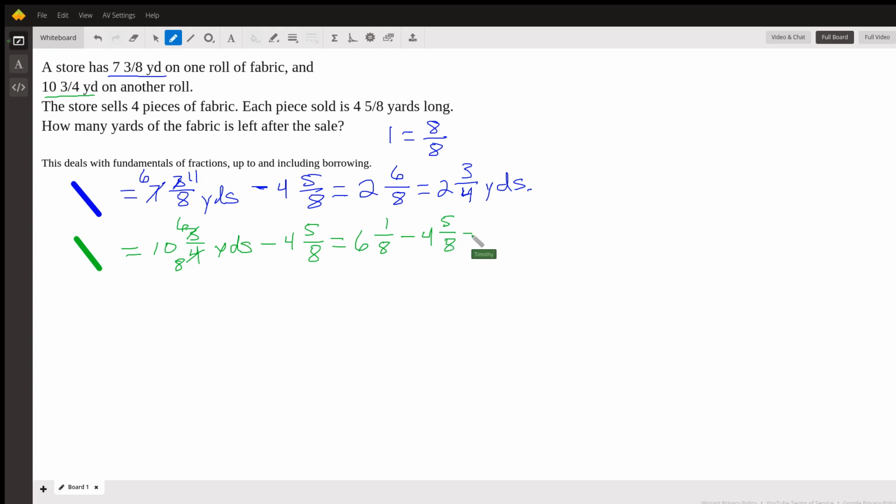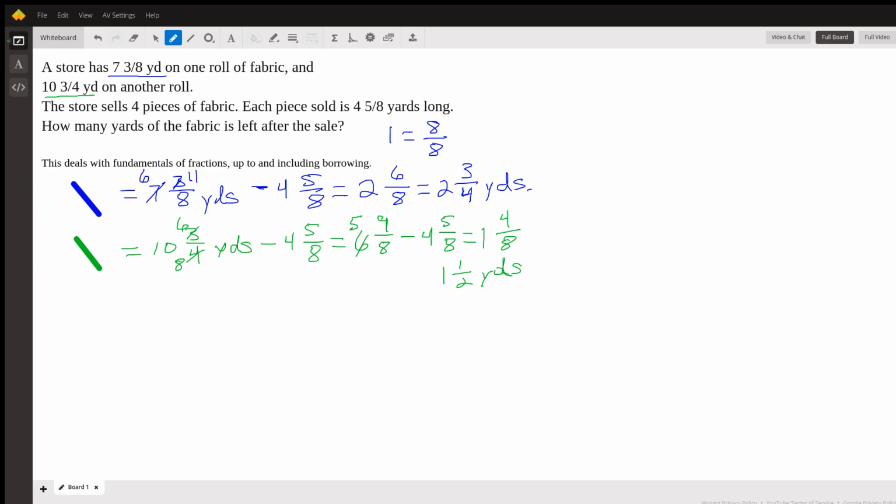And we're going to have to borrow again. So from our first fraction, the 6 whole number becomes 5. And then that 1 that we took away becomes 8/8. We add it to the 1/8, and we get 9/8. Now we can subtract. 5 minus 4 is 1. 9 minus 5, and our numerator is 4. And our common denominator of 8, which equals 1 1/2 yards. And so once again, we see that we don't have enough on that roll to make another piece.